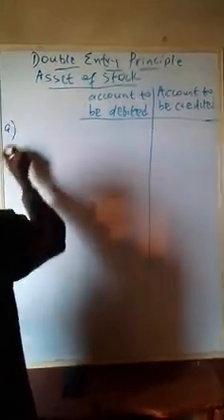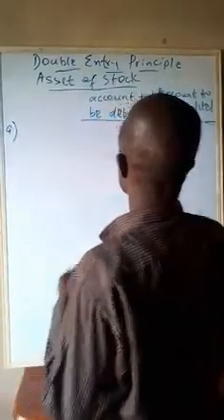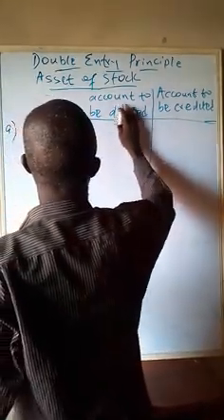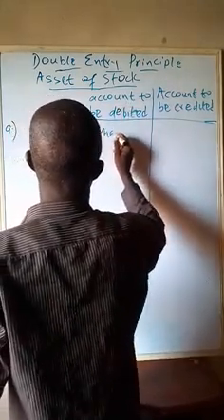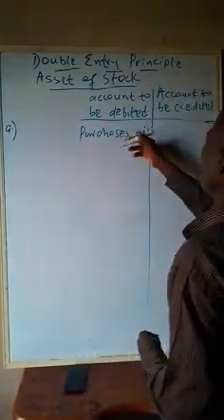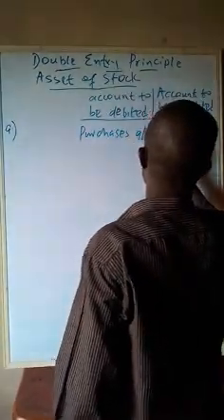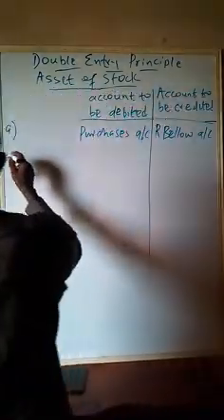The question A says, goods bought on credit from R. Bello. That is, when you bought, that is purchases account. You debit purchases account, A/C, that is a short form of account. Then from R. Bello account.